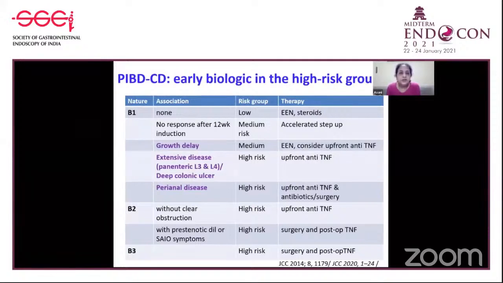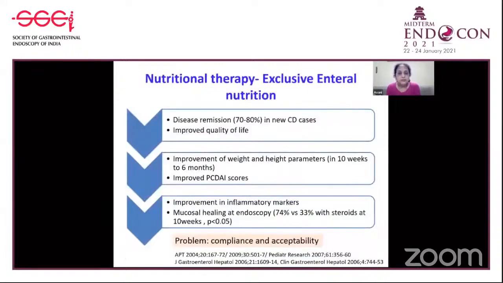Therefore, as per the recommendation of 2020, amongst the Crohn's disease patients, if they are presenting to you with growth delay, if they are presenting with extensive disease, that is panenteric disease, deep colonic ulcers, or perianal disease, this is defined as a high-risk group, and these patients should be considered for upfront biologics.